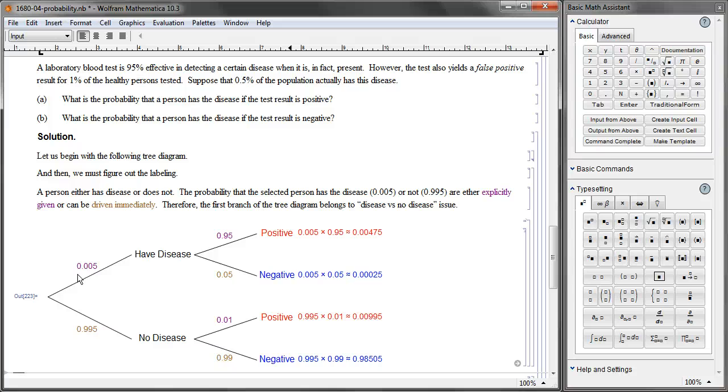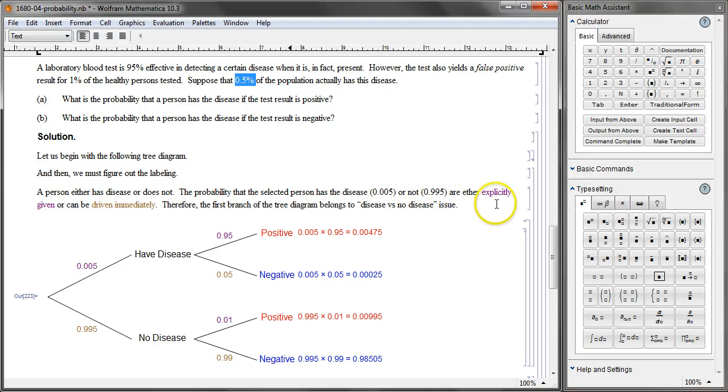0.005, that is 0.5%, have disease. That's what this is all about. And subtracting that from 1, we get the other complement probability, no disease. Let's go over to conditional probability. Those who have disease, 95% of the time the test detects it. The other 5% of the time the test failed to detect this disease, even though this person has the disease. The other situation, for a healthy person, 1% are false positive, healthy but tested positive. In other words, the other 99% of the time will be tested negative. Now this tree diagram is complete.